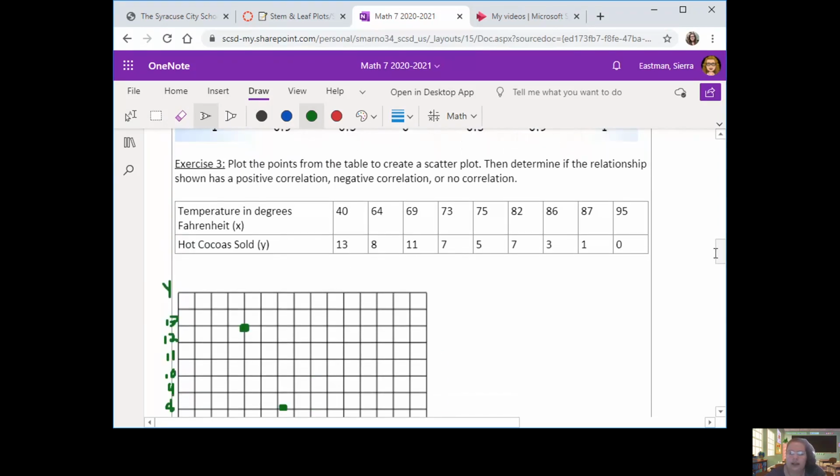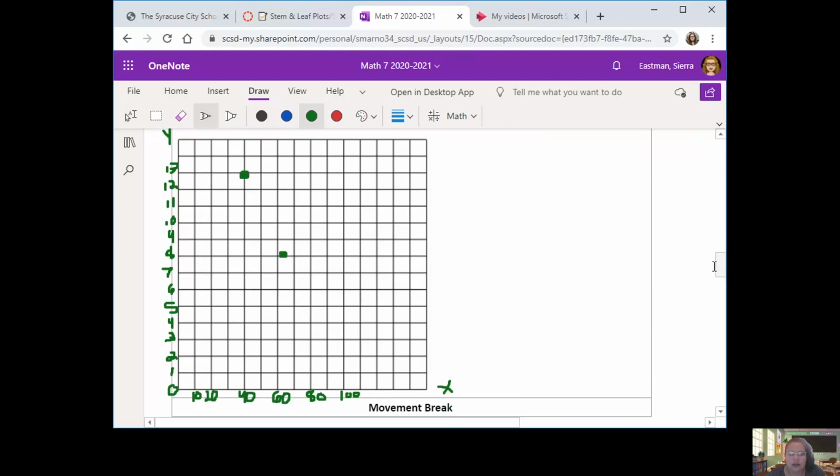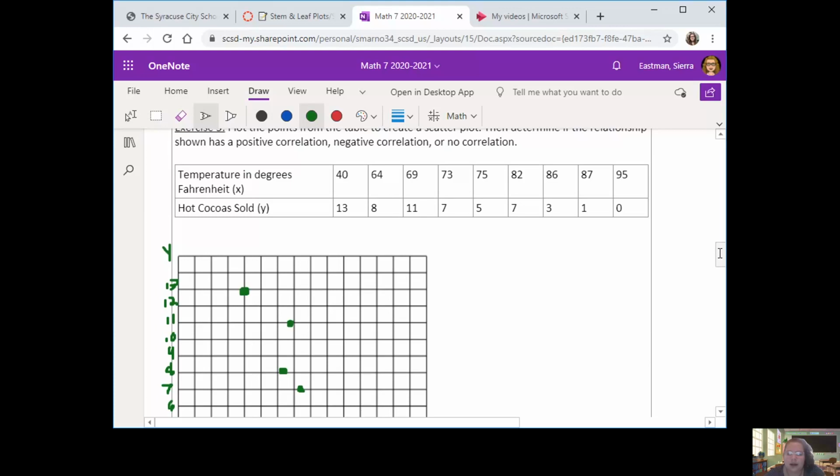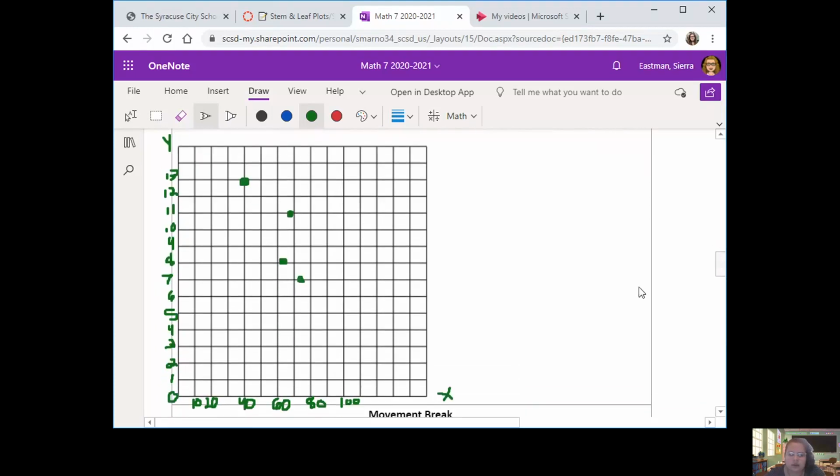We've got 69, 11, and 73, 7 for the next one. So now I'm getting really close to that 70 line and going up to 11, 69, 11, and then 73, 7. So again, I'm estimating my best about where they should go. There's our next one. And we've got 75, 5, and 82, 7. Okay. So let's see, 75, 5 is about here. 82, 7 is about here.